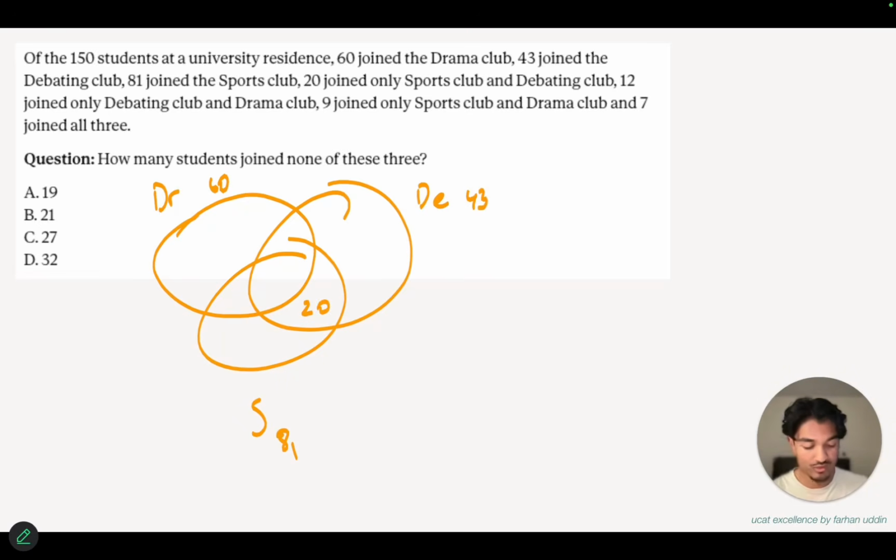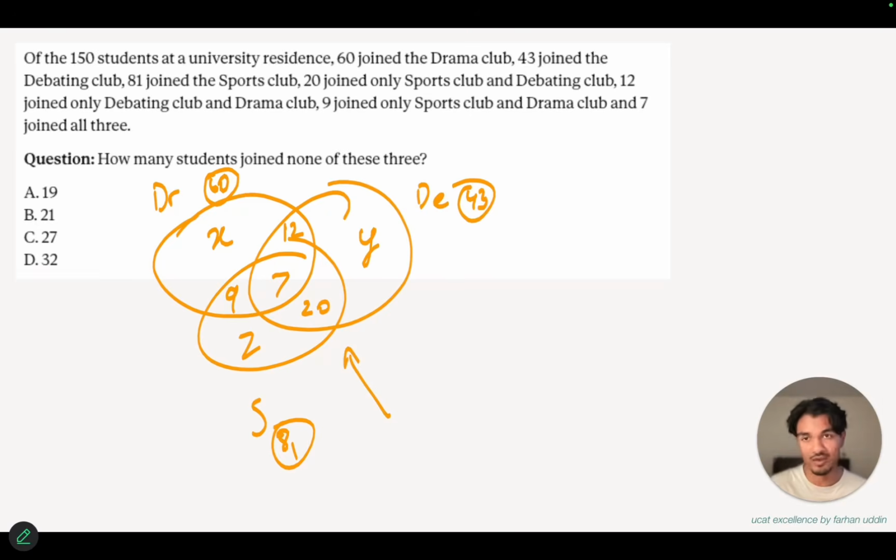12 joined the debating and drama club only. So we're going to put a 12 here, and 9 joined the sports and drama club only. So here. And then 7 joined all 3. So we put a 7 there. Now with the totals on the outside like so, we can find whatever this is, X, Y, Z. And then we have the number of people that attended all of these clubs.